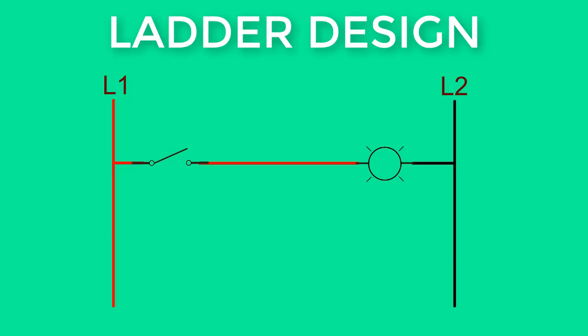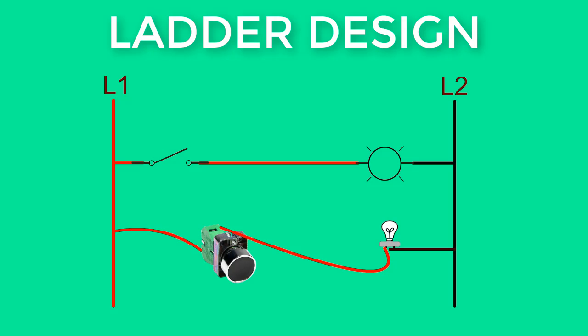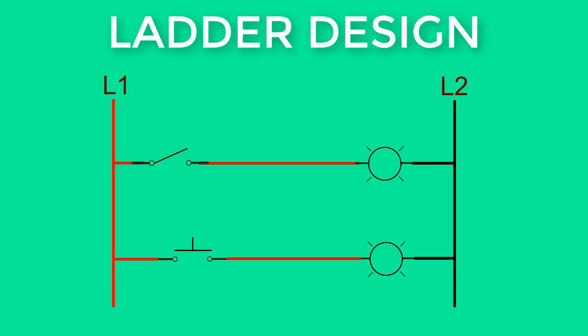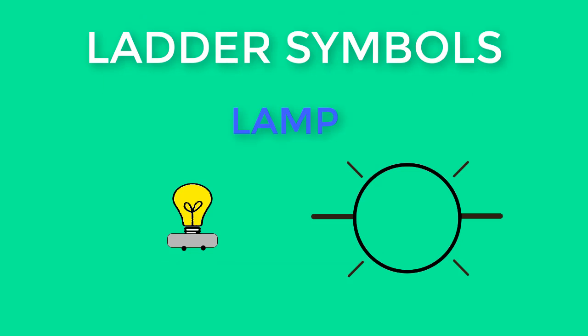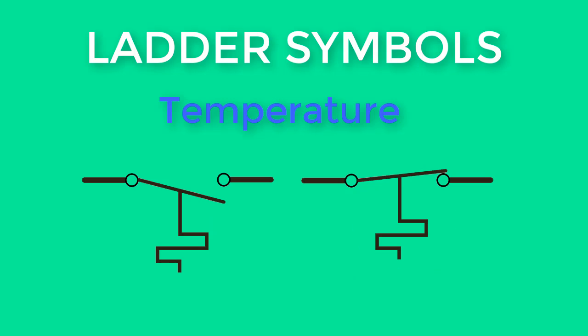In the example, the switch and the lamp are replaced with the correct symbols for a switch and a lamp. Also in the example, the push button and the lamp are replaced with the correct symbols for a push button and a lamp. A few ladder symbols are shown. Notice that each symbol represents a specific circuit operation.